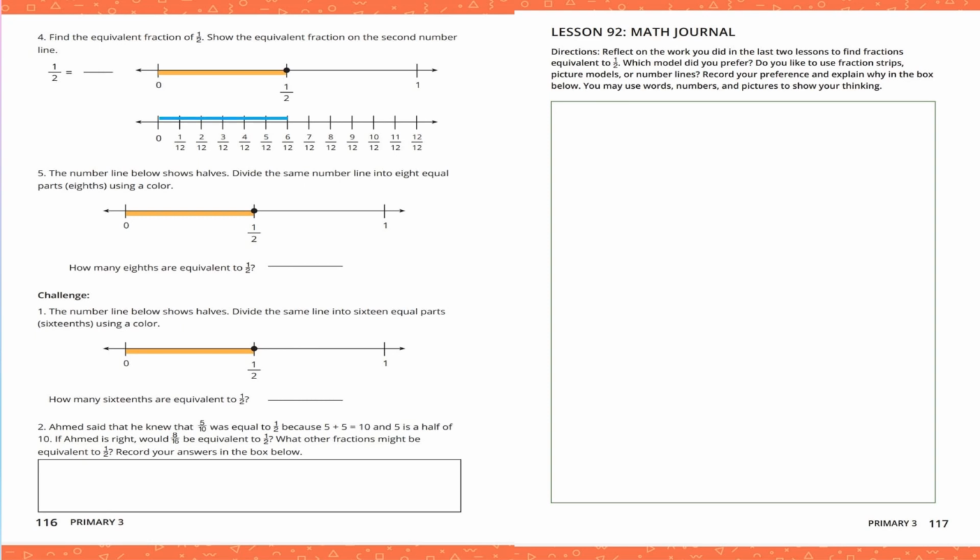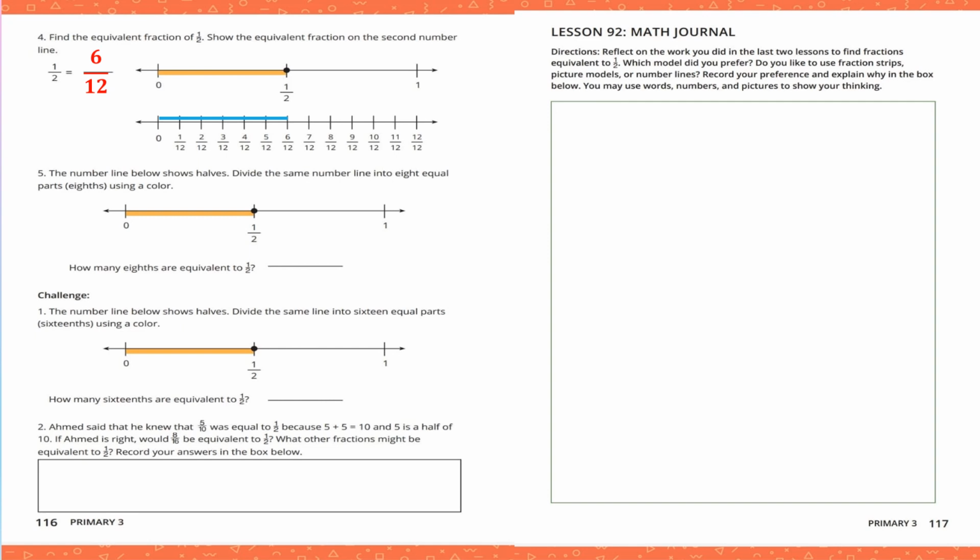Yes, 6/12. So 1/2 equals 6/12. Or we can find it by multiplying the numerator and the denominator by 6. 1 times 6 equals 6. 2 times 6 equals 12. So it will be 6/12.